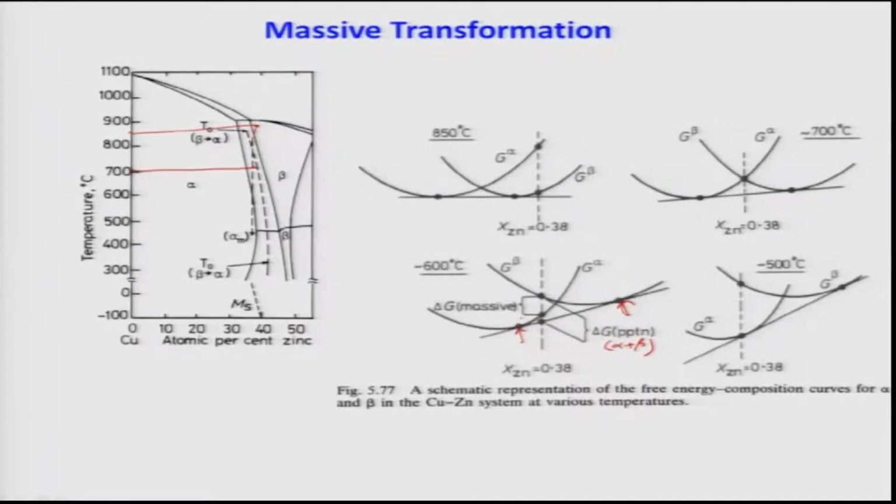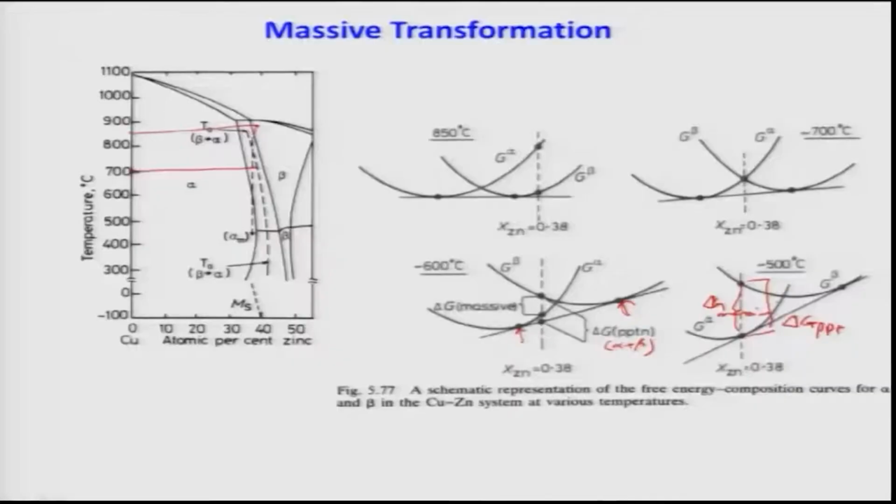Now, if you go down to 500 degrees Celsius temperature, as you clearly see, the massive transformation driving force and the driving force for the precipitation are the same. There is no difference, and this is delta G massive. So, that means what? As you go down in temperature, the massive transformation driving force slowly will increase. Although at high temperature it will be a little bit lower than the precipitation, it will compete with the precipitation process, and finally it will win over.